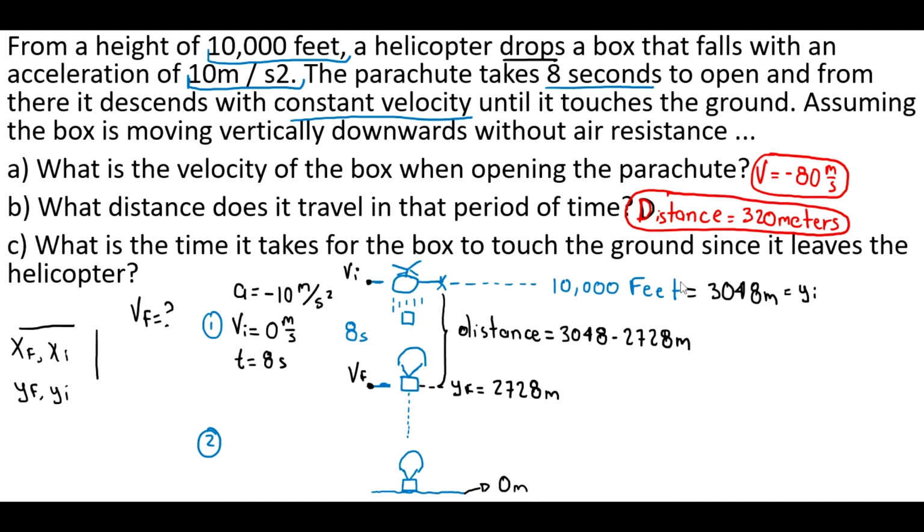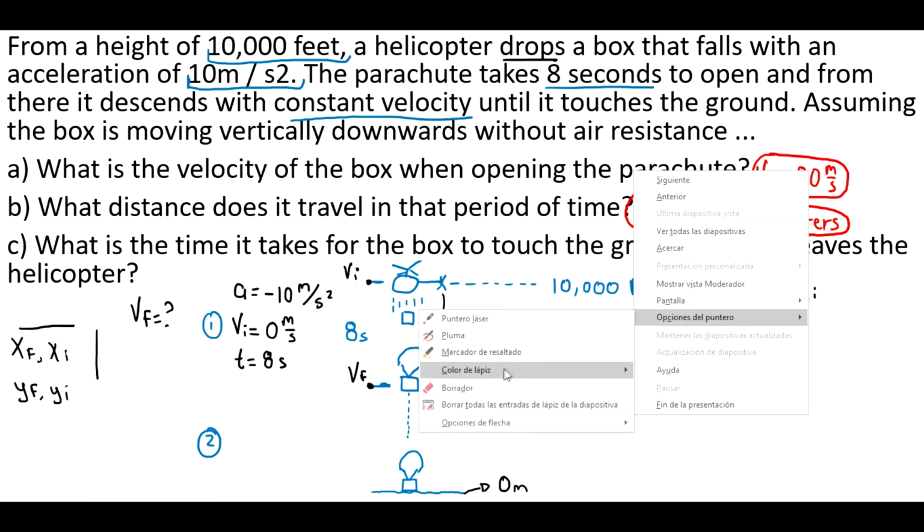Remember, this is the initial height or the initial position, and this is the final position or the height where the parachute opens. So I just subtract this height, the initial minus the final, and I'm going to get the distance that the box traveled. Now the other question: what is the time that it takes for the box to touch the ground since it leaves the helicopter? So, for example, I'm going to change the color.